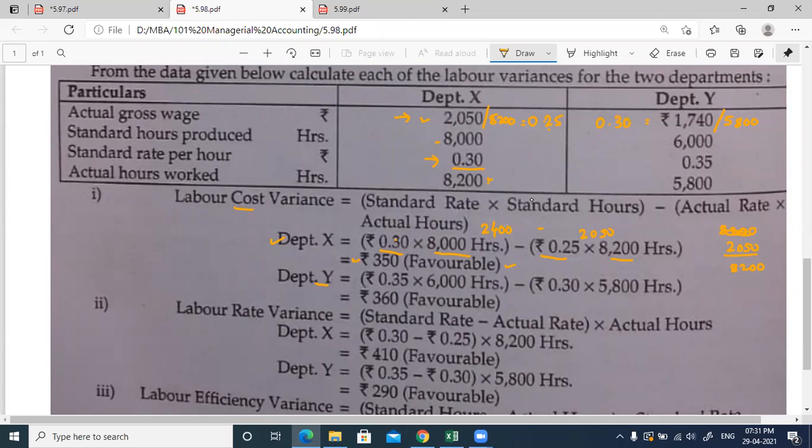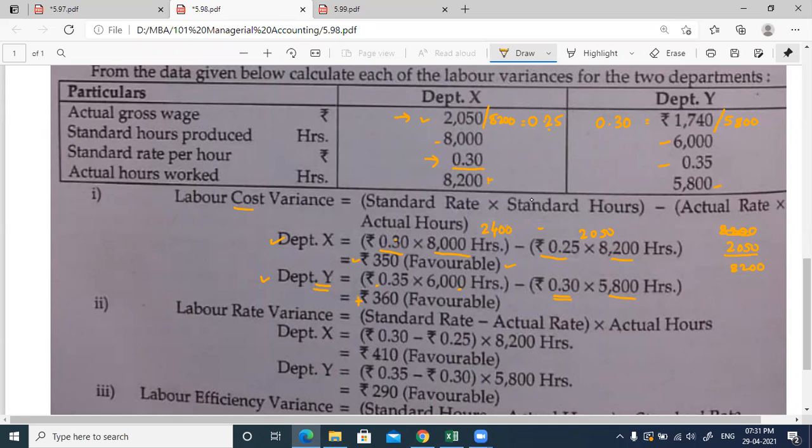So we are focusing on department Y. Actual rate is 30 paise and actual hours is 5,800. What is standard? Standard rate is 35 paise and standard hours is 6,000. So 0.35 into 6,000 minus 0.30 into 5,800. Again, we have a plus figure that is favorable.